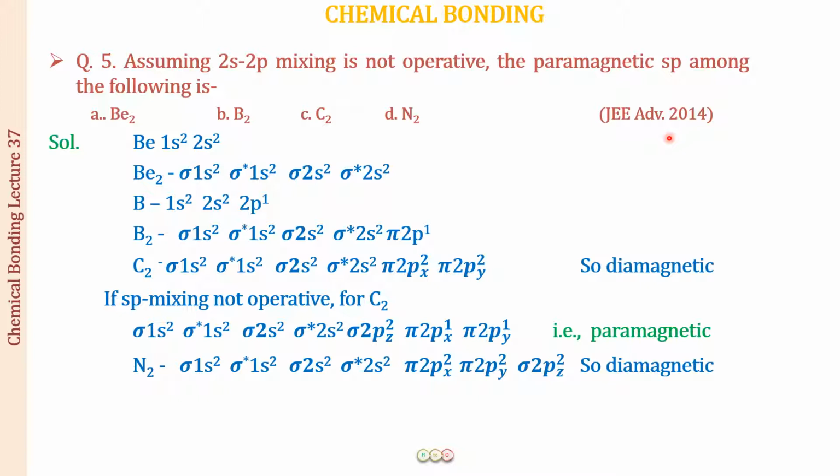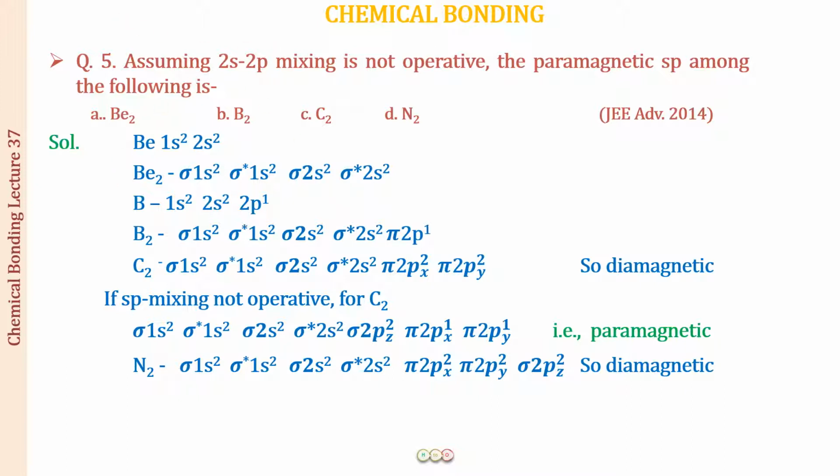Now, if we have beryllium first, the electronic configuration for the atom is 1s2, 2s2, and if you write that for the molecule, it is going to be sigma 1s2, sigma star 1s2, sigma 2s2, sigma star 2s2. So here there is no 2s2p mixing, because the orbitals are not having electrons in the 2p orbitals. So there will be no 2s2p mixing for the Be2 molecule.